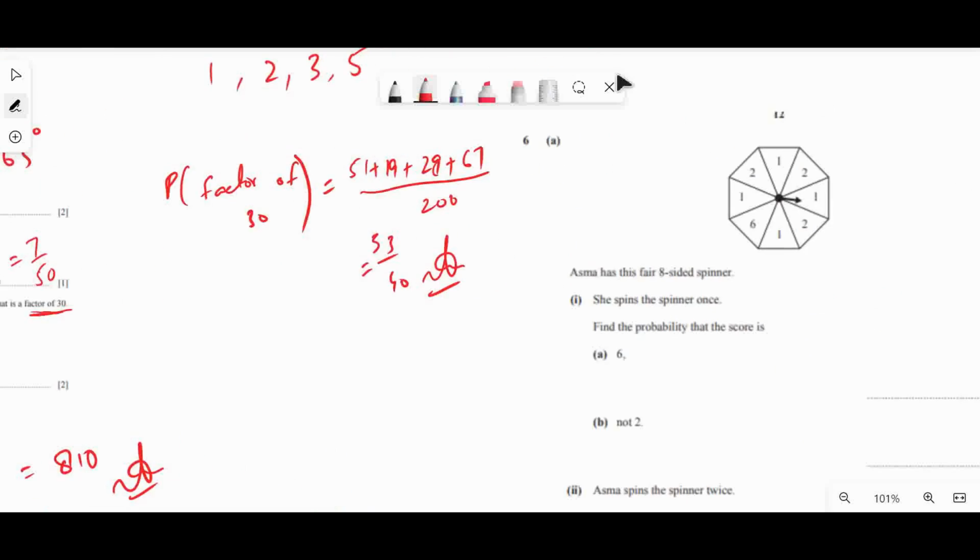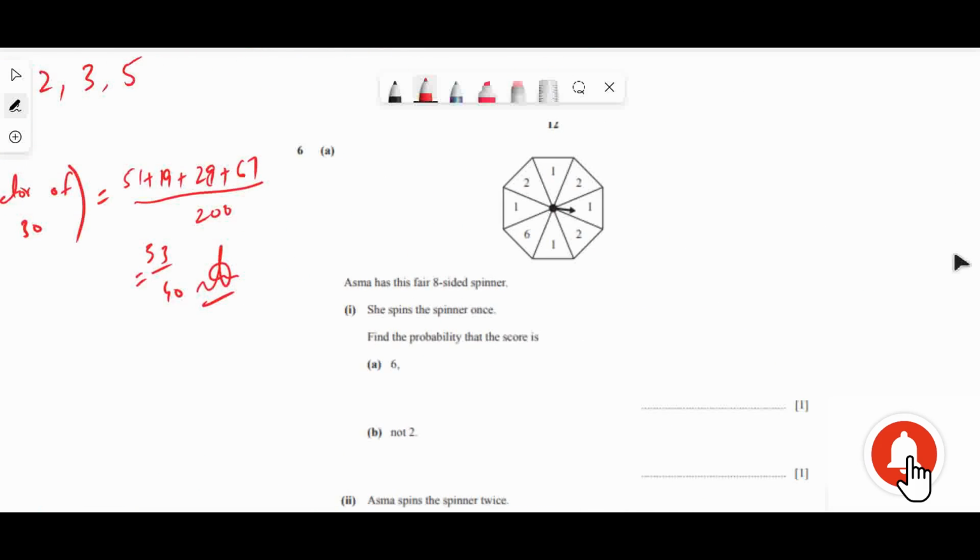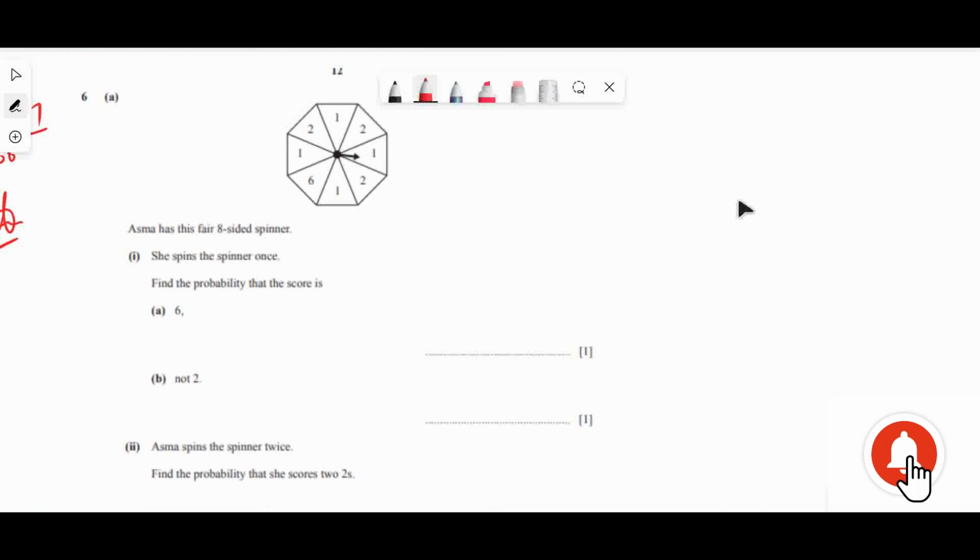Now this is another question, similar to the previous one. Asma has a fair 8-sided spinner. It is a fair spinner, so she spins the spinner once. Find the probability that the score is 6. So it must be 6 by 8. If we further simplify it into its lowest form, this will be 3 by 4. So this will be the final answer.